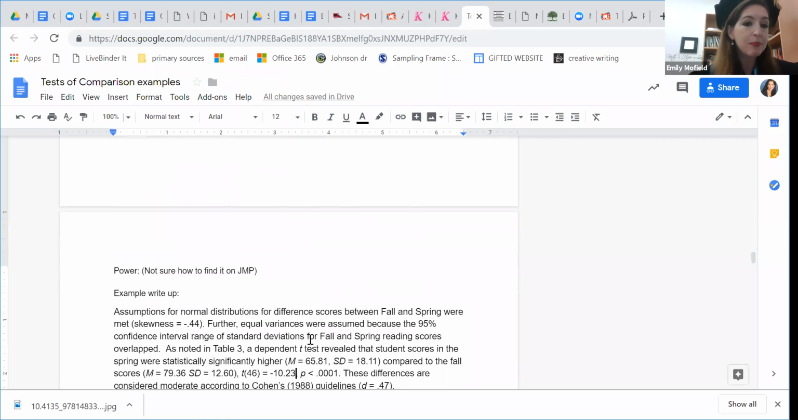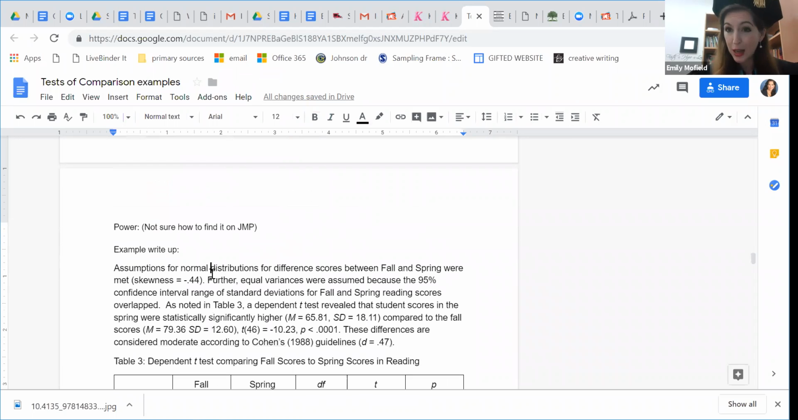So when I write this up, for homework assignments and that kind of thing, I'm going to report skewness. You would not do that for your dissertation. You would just say that assumptions were resolved for both normal distributions and equal variances. I'd also write for homework, equal variances were assumed because the 95% confidence interval range of standard deviations overlapped.